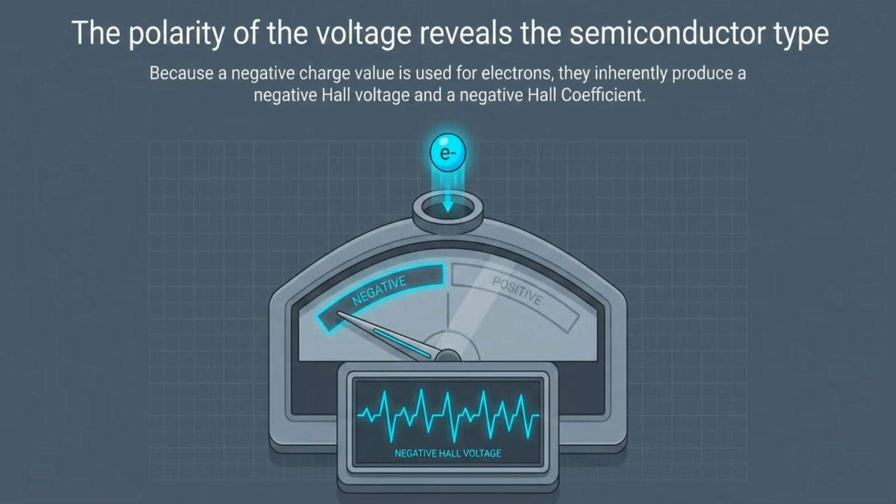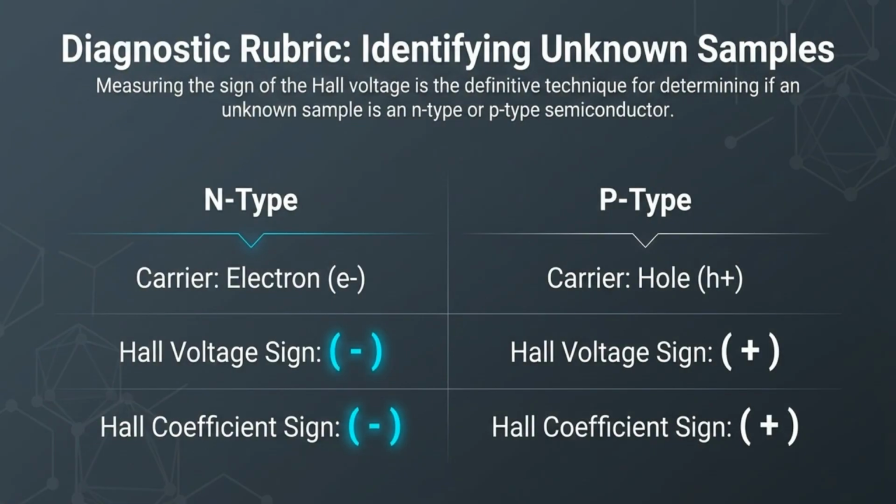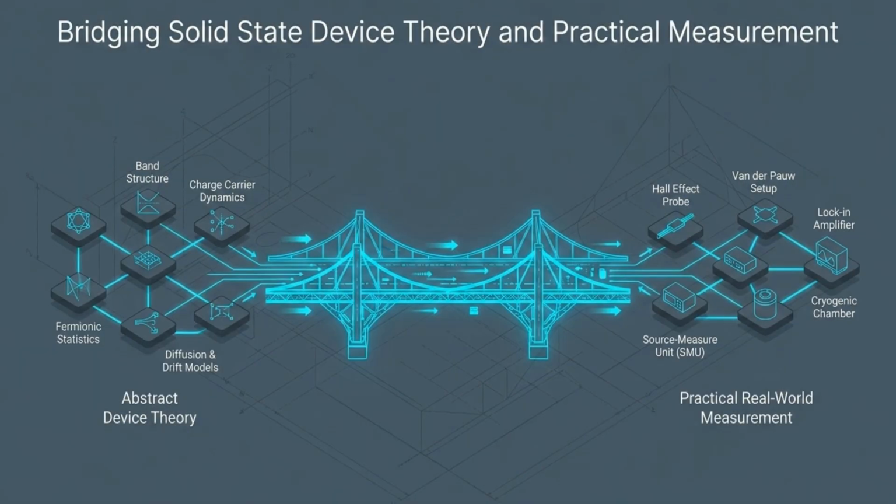Crucially, the polarity of the measured Hall voltage reveals the semiconductor type. Electrons, with a negative charge, produce a negative Hall voltage and Hall coefficient. Measuring the sign of the Hall voltage is the definitive technique for determining if an unknown sample is an N-type or P-type semiconductor. The Hall effect serves as a critical bridge, connecting abstract device theory, like band structure and carrier dynamics, with practical real-world measurements.